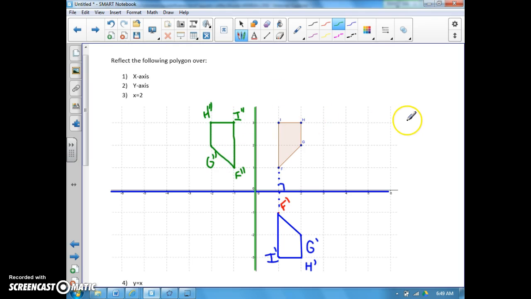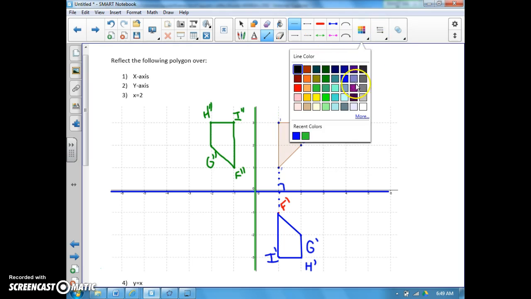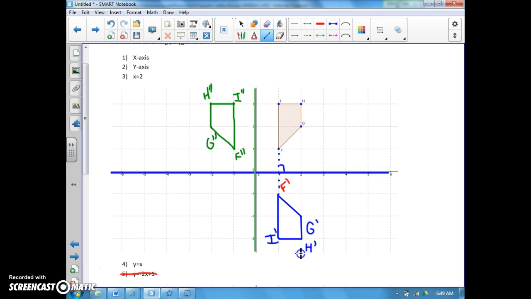Now let's look at the line x equals 2. Now, the line x equals 2 is the line where x is always 2. So, that's going to be a vertical line, and that line is right here. You notice it actually runs straight through my figure. That's not going to be a problem. So, I still have to reflect everything across this line.